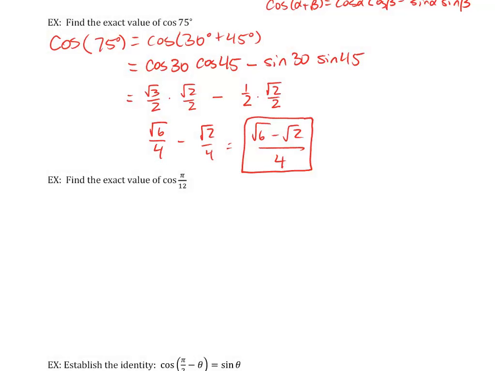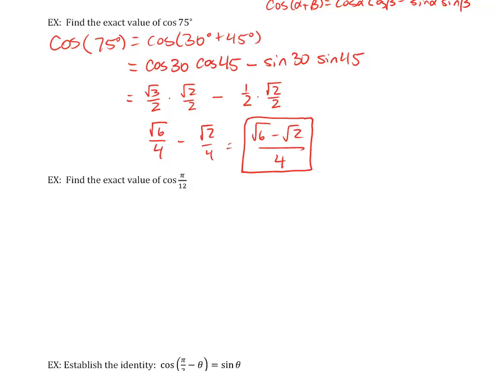The next example asks us to find the exact value for cosine of pi over 12. And this one has the same problem as 75 degrees did above, in that it is not one of our special families. It's not pi over 3s or pi over 6s. It's pi over 12s. Now the trick here is to try to figure out two angles that either add together or subtract to give me pi over 12.